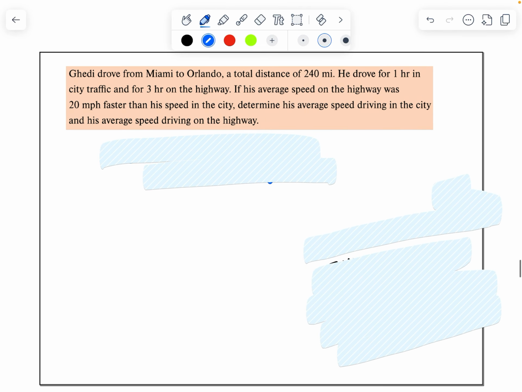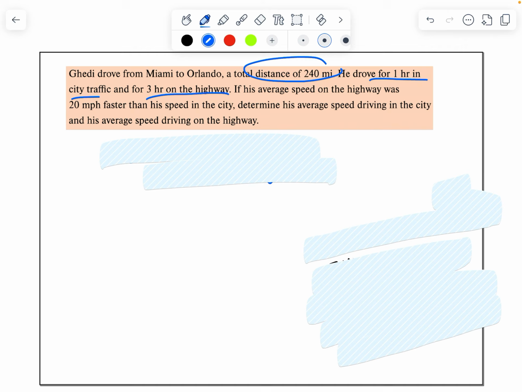All right, here's another. Jetty drove from Miami to Orlando, a total distance of 240 miles. We have a total distance. We're thinking probably, yep, he drove in two separate segments: 1 hour in traffic, 3 hours on the highway. There's our times for traffic and our times for the highway.